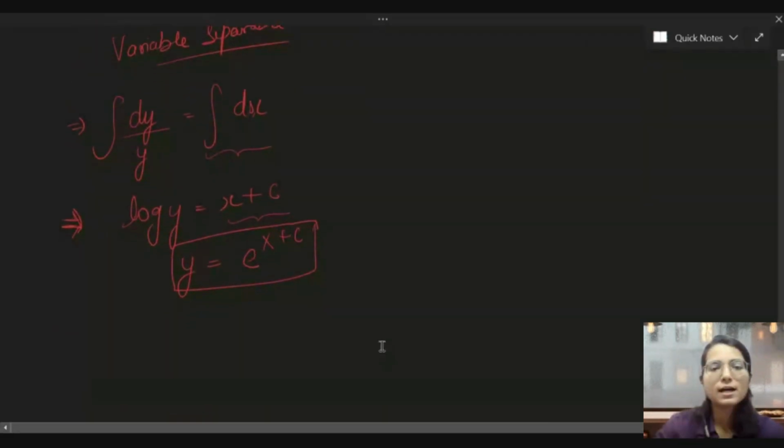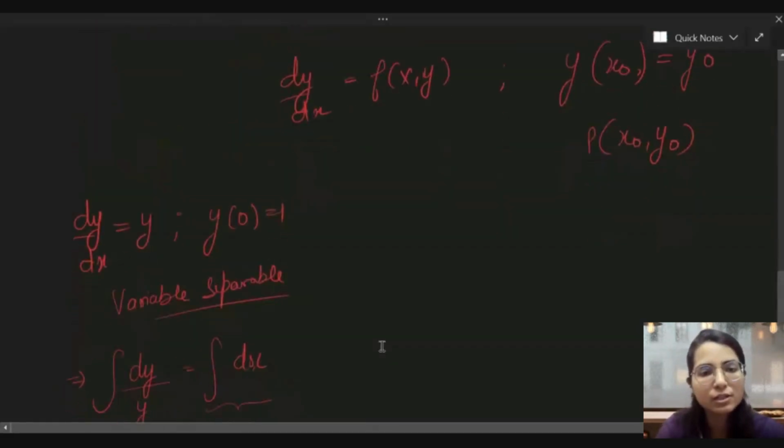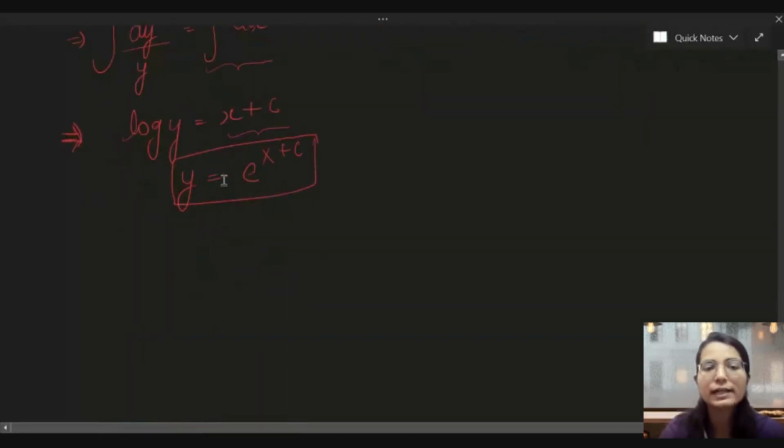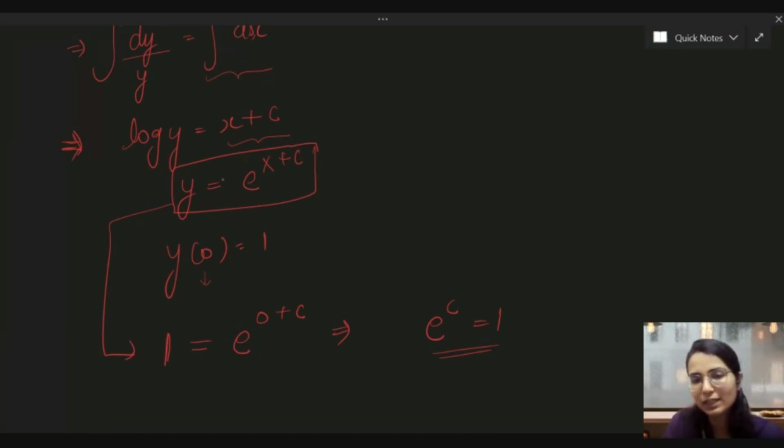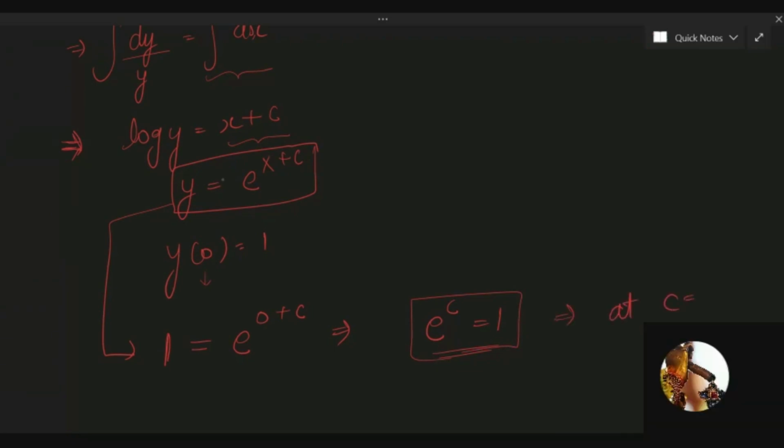So yeah, now they have given us y(0) equals 1 as the condition. Let me apply that. That's very easy. Y(0) equals 1 was the condition. Now when you put x equals 0, you should get y equals 1. So let me put y equals 1 and x equals 0, to get e to the c equals 1. Well, at what c will e to the c be equal to 1? This exponential function equals 1 at 0. C equals 0.